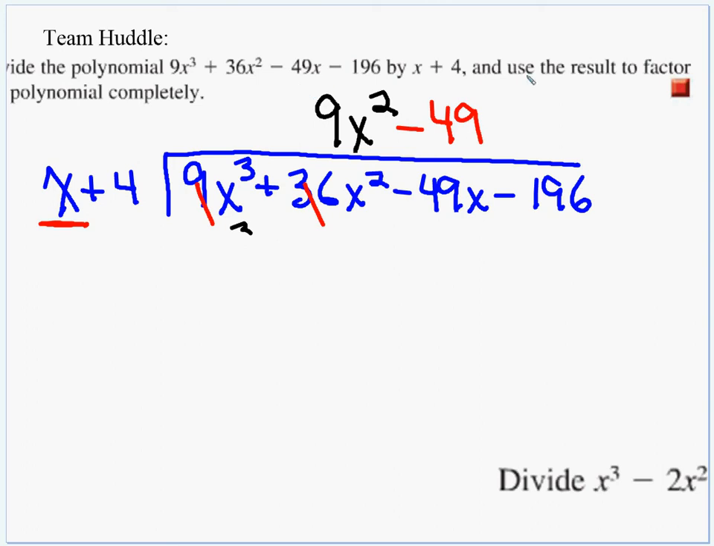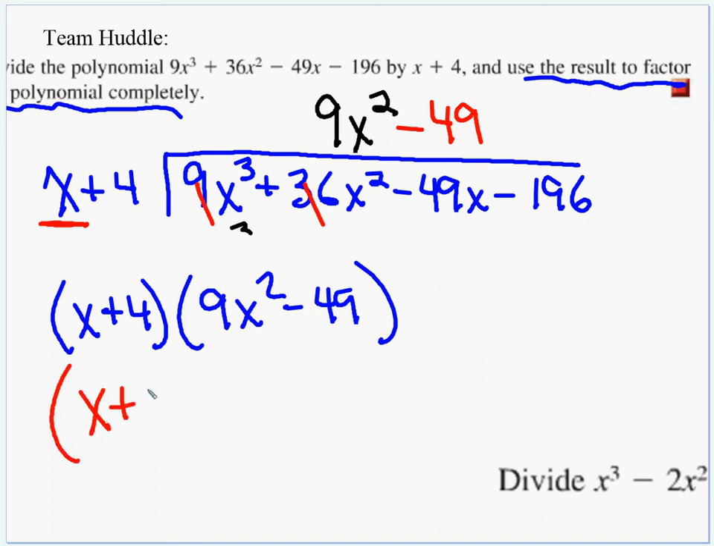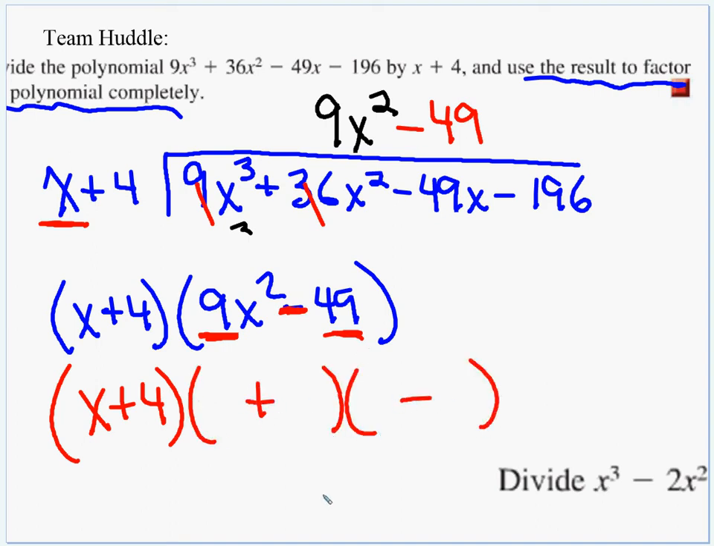Just like in the first example, use that result to factor the polynomial completely. So what we've figured out is the x plus 4 factor times this one, 9x squared minus 49. We should be able to factor it a little bit farther. And can you see what method we're going to use? 9x squared minus 49, perfect square minus another perfect square. This will be a sum and a difference. We're going to have a plus and a minus of the same terms. The square root of 9x squared is 3x. The square root of 49 is 7. So a 3x plus 7 and a 3x minus 7.